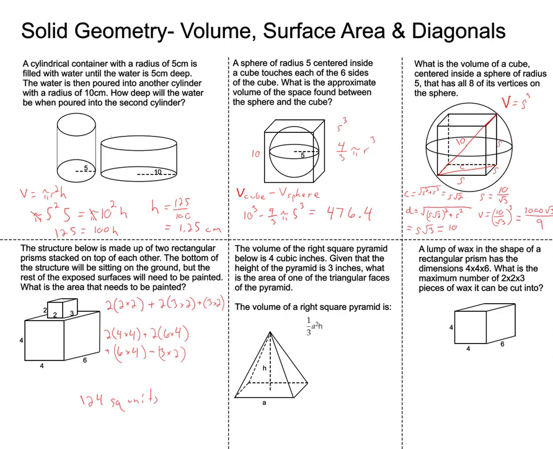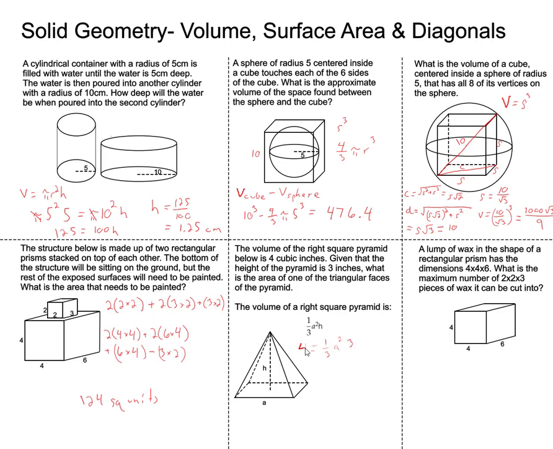The volume of the right square pyramid below is 4 cubic inches. Given that the height of the pyramid is 3 inches, what is the area of one of the triangular faces of the pyramid? The volume of a right square pyramid is 1/3 a squared h. So we have the volume, so the volume is 4, and we can set that equal to 1/3 times a squared, and we don't know a, times h, which is 3.